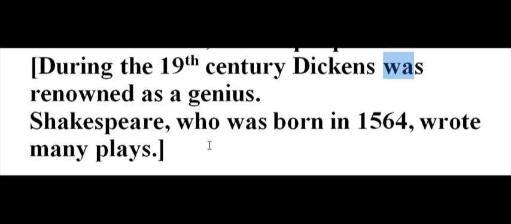Shakespeare, who was born in 1564, wrote many plays. We have a time period here as well, which is 1564. Now here, it's a specific number, whereas in the first example, it was a time period. It was a century. Here, it's a very specific year. It doesn't matter. So long as we have a date or a time period in the past, we're going to need the simple past. What's the simple past verb in this sentence, you're asking? Well, it's wrote. He wrote. He was born in 1564, and he wrote many plays. Let's continue.